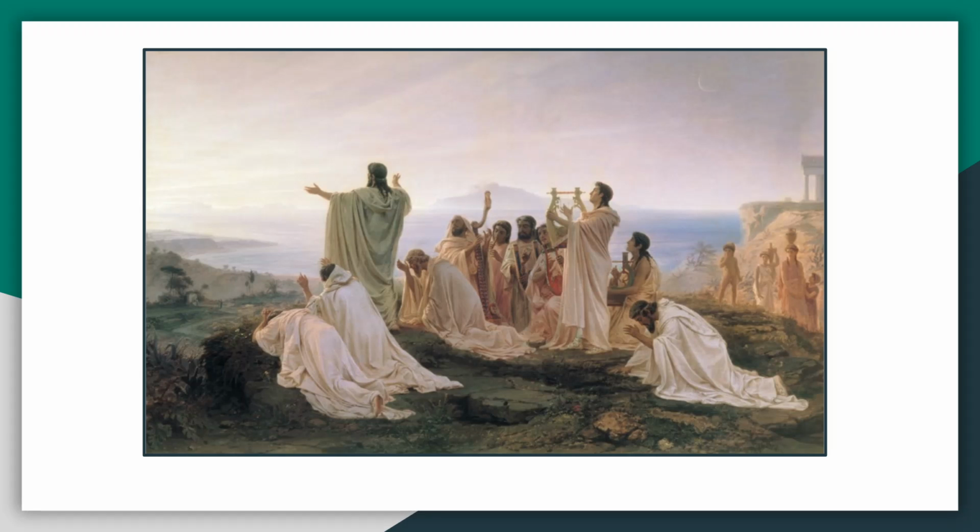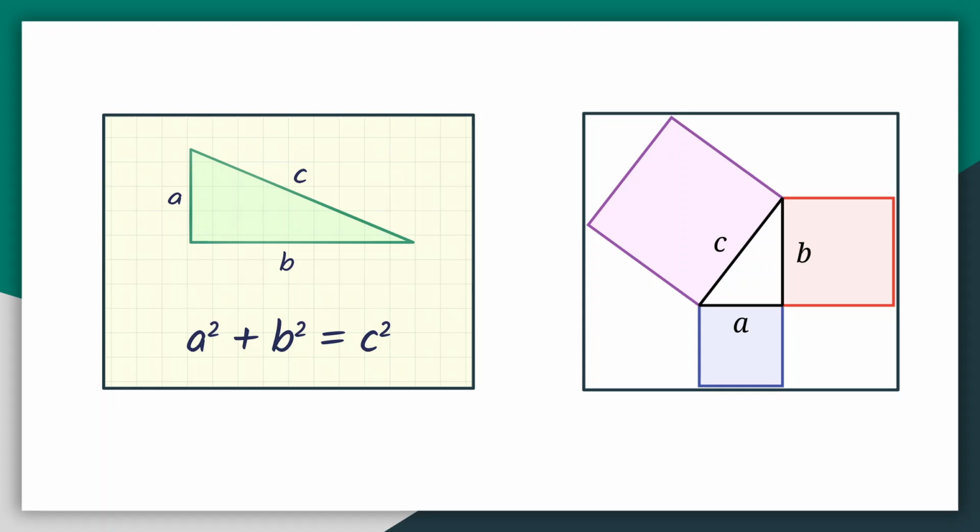But the other thing that Pythagoras is most known for is his mathematics. Seen here is a high school geometry student's worst nightmare, the Pythagorean Theorem. This theorem simply states that if you have a right triangle, then the sum of the squares of the two shorter sides, A and B, is equal to the square of the longest side, C, or the hypotenuse.